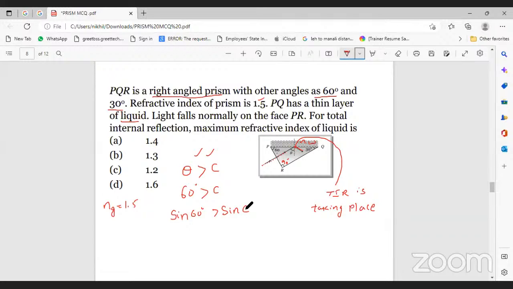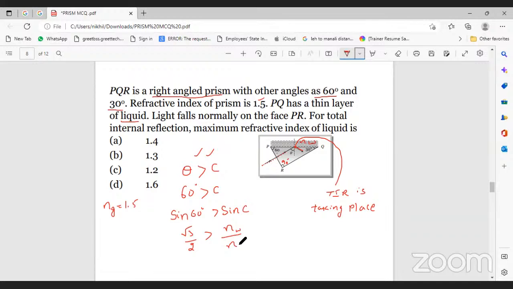Sine 60 degrees is more than sine C. What is sine 60? Root 3 by 2. You know what sine C is? It is the ratio of refractive index.